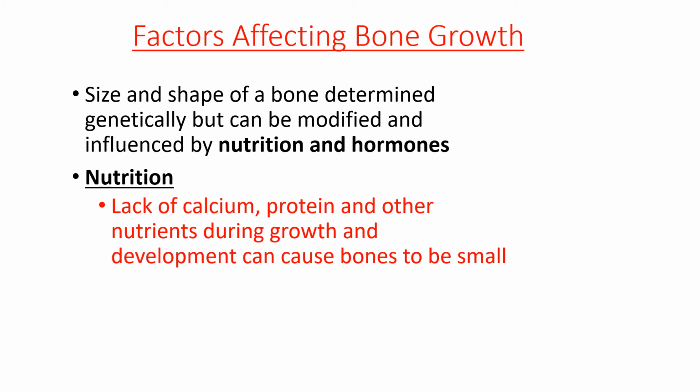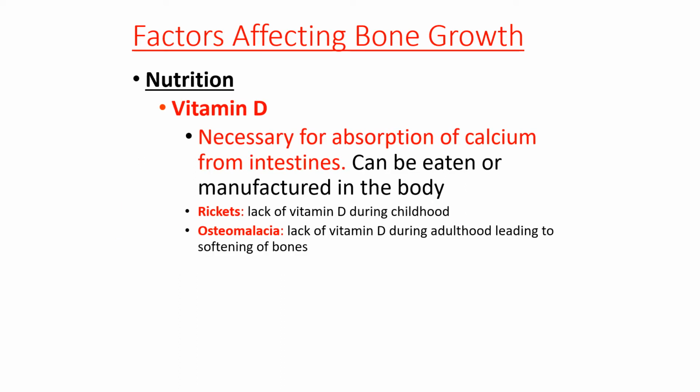Remember that the bone matrix is made of two components, an inorganic calcium component and an organic protein component, which is present in the form of collagen fibers. Lack of any of these nutrients, calcium and protein, will result in small bones that are poorly developed. Factors affecting bone growth.